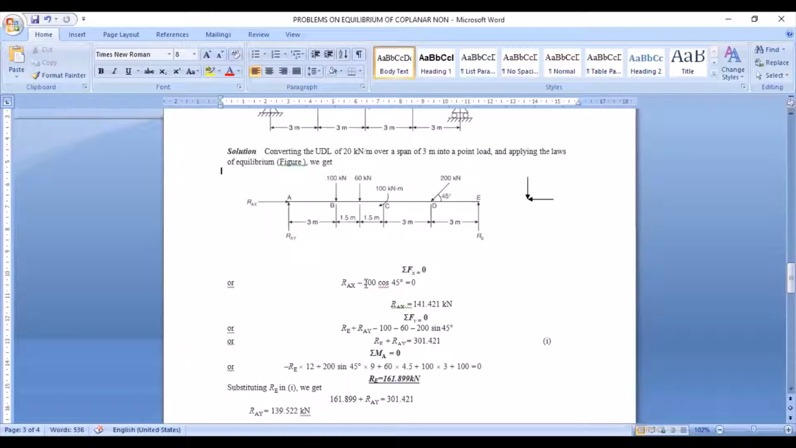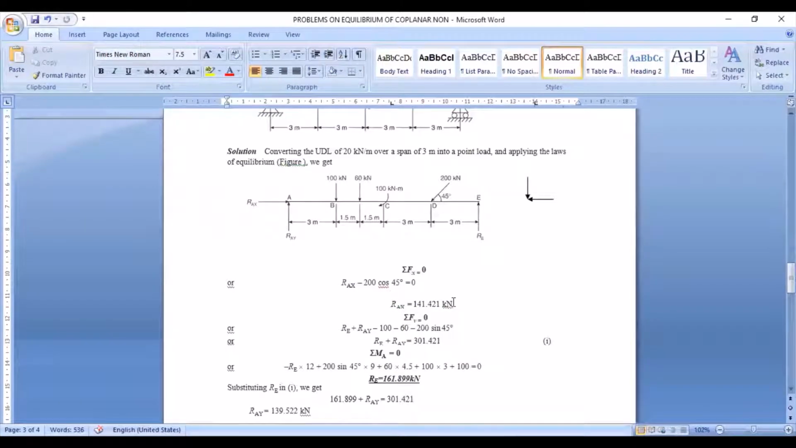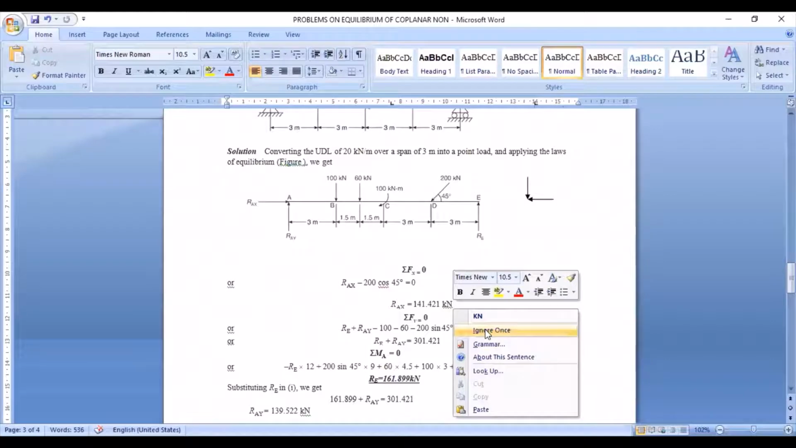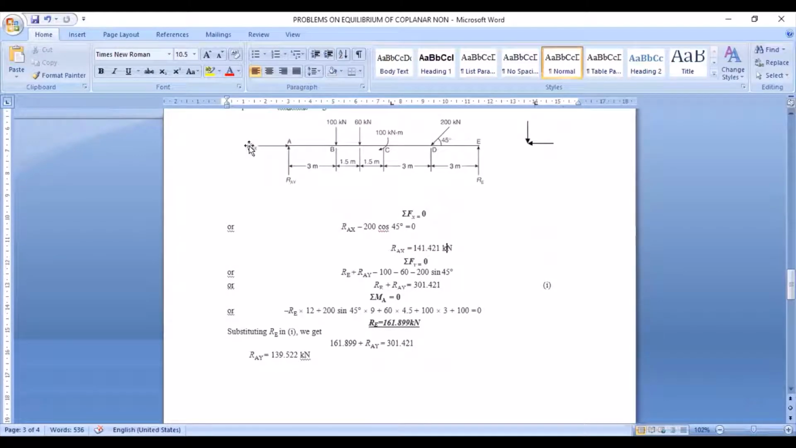So 200 cos 45 is negative because it is acting leftwards. So RAX minus 200 cos 45 is equal to 0. If you rearrange the terms, you will get RAX as 141.42 kilonewton. So you have calculated one of the reactions, that is RAX.